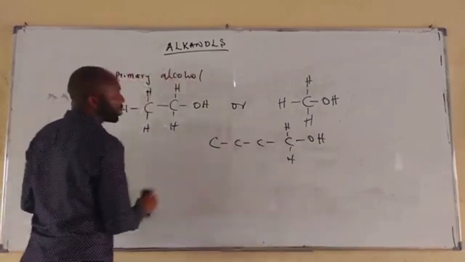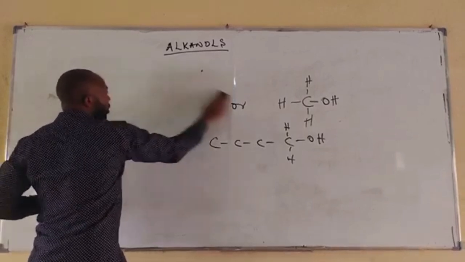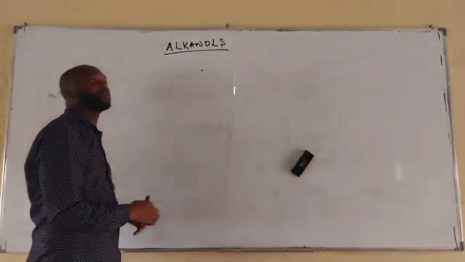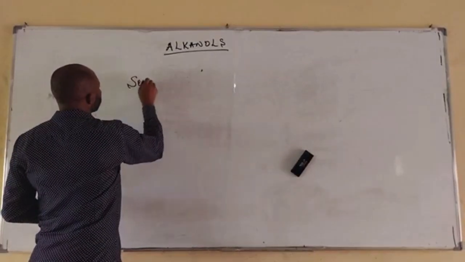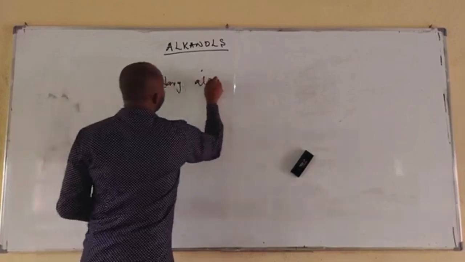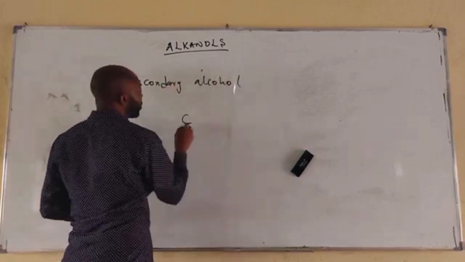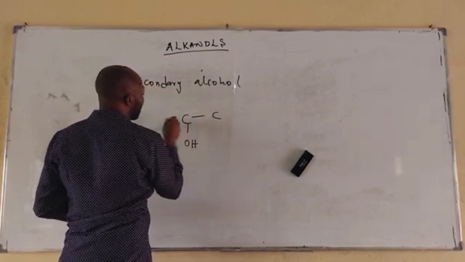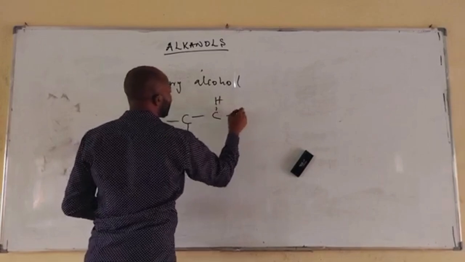So let's talk about secondary alcohol. In secondary alcohol, the carbon carrying the OH group is attached to two carbon atoms. Secondary alcohol. This is the carbon carrying the OH group. Let's put our OH group here. It's attached to two other carbon atoms. So this could be my hydrogen.